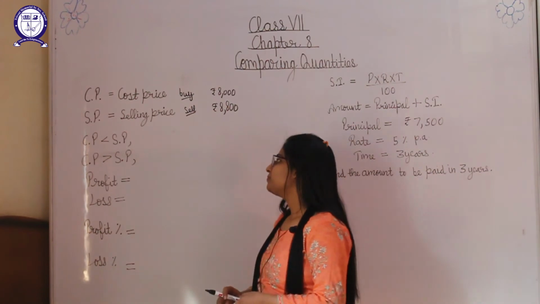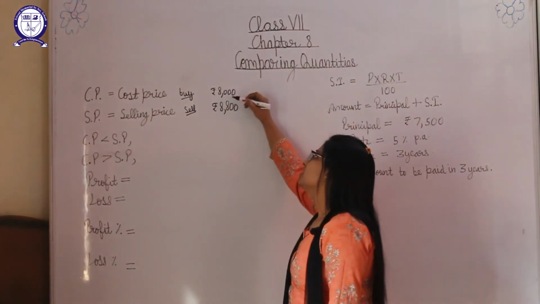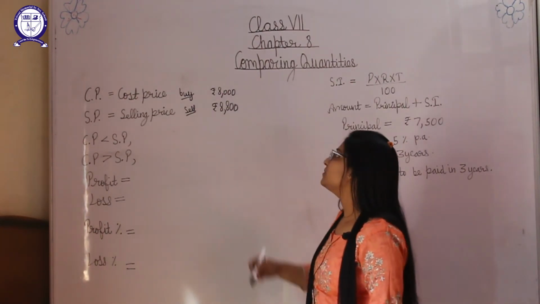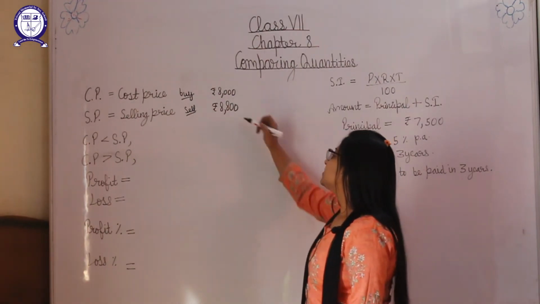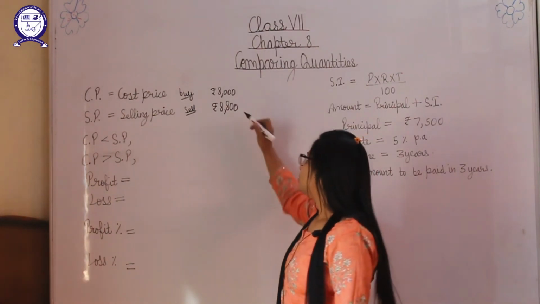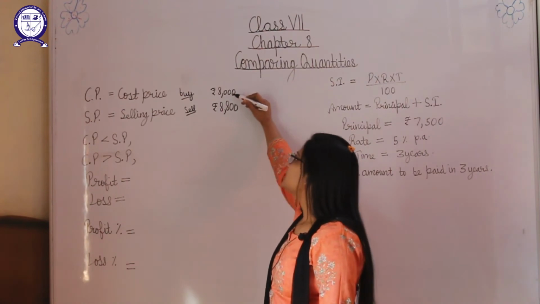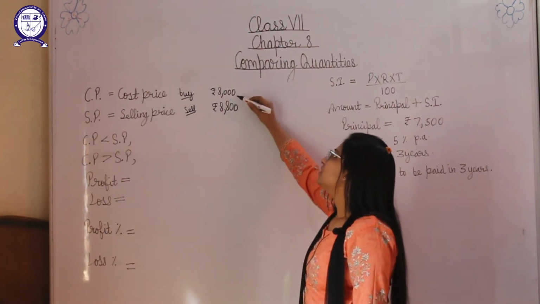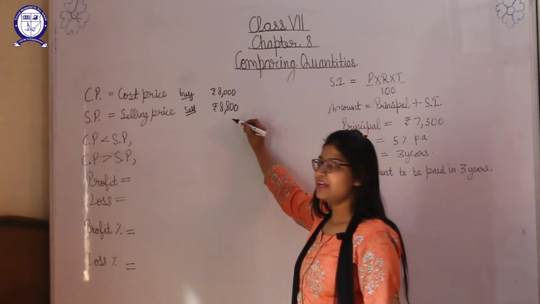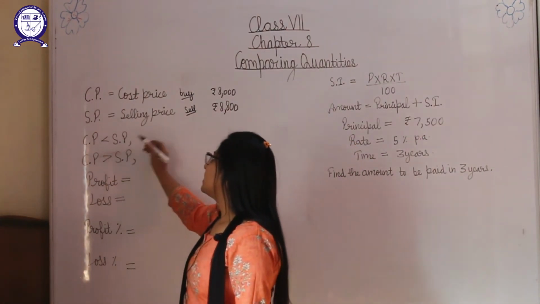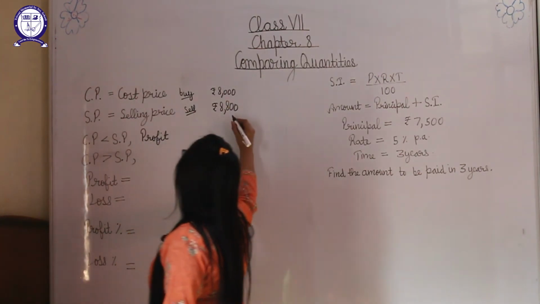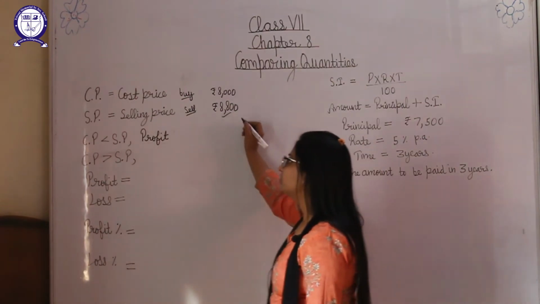Now students, tell me, in this situation, will the shopkeeper have profit or loss? He has to pay rupees 8,000, but he is getting rupees 8,800 by selling the same thing. So as CP is less and SP is greater, in this case he is getting profit because he will have rupees 800 extra, right? So when CP is smaller and SP is greater, in that case there is the profit. Okay, so in this case the shopkeeper is having profit.